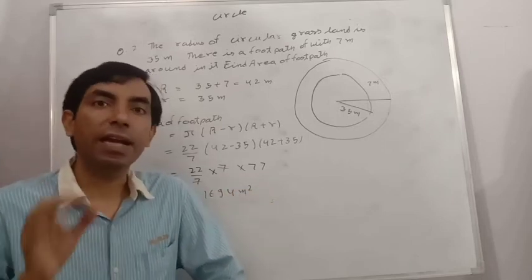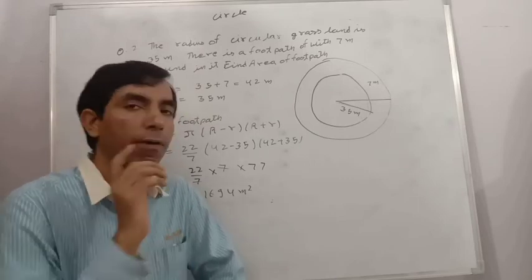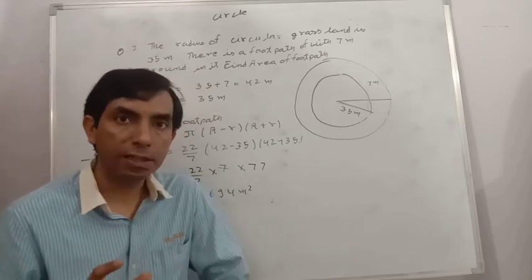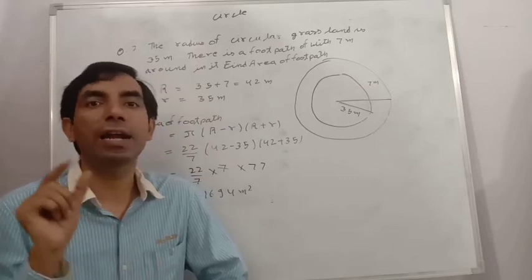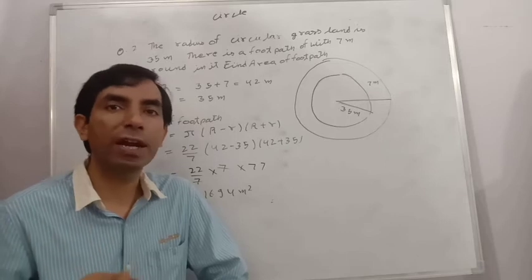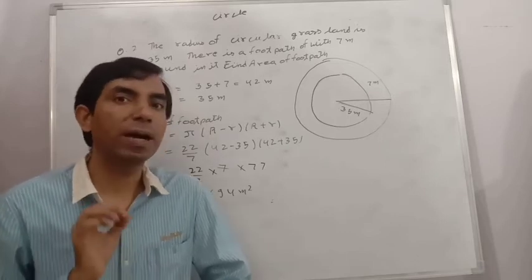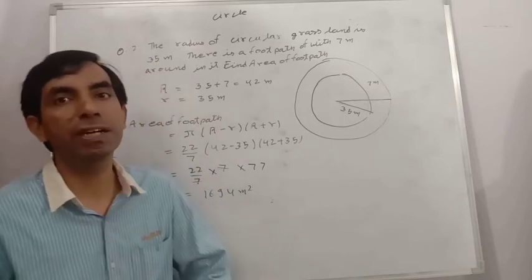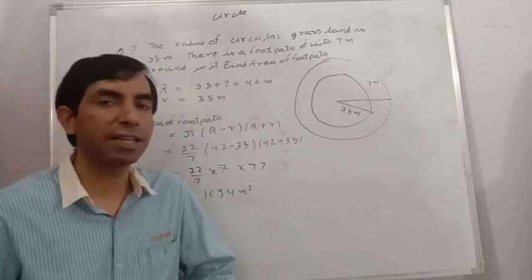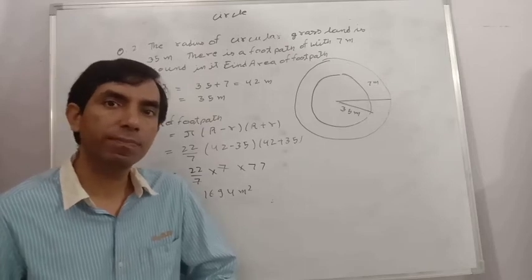Here we see that the inner radius is given in our question. So if we want to find the outer radius from the inner radius, then the width is added. If we have the outer radius given and we need to find the inner radius, then the width is subtracted. So by this method we can find the area of a path between two concentric circles. So let's start the next question.